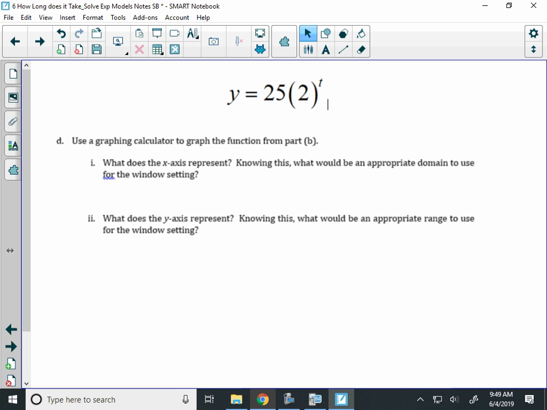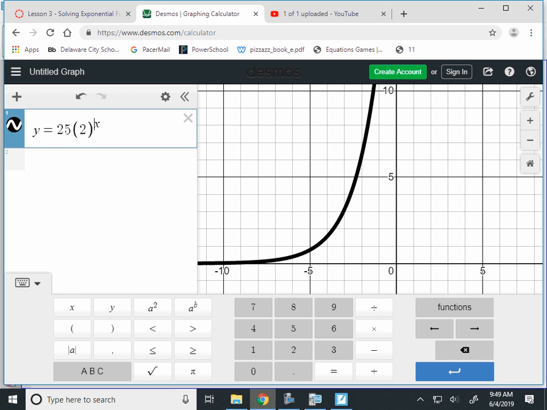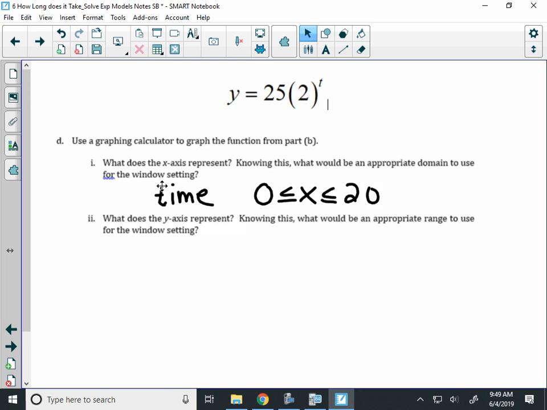What does the x-axis represent? Well, the x-axis, that's your exponent up here, and my exponent was t, which is time. So my x-axis represents time. We want to adjust our window settings. Well, time, I can't have negative time, so maybe let's make the window, I'll show you how to change this in a minute, be from 0 to, I don't know, 20. We can always make it bigger, but let's start from 0 to 20. At least we'll see a little bit more.